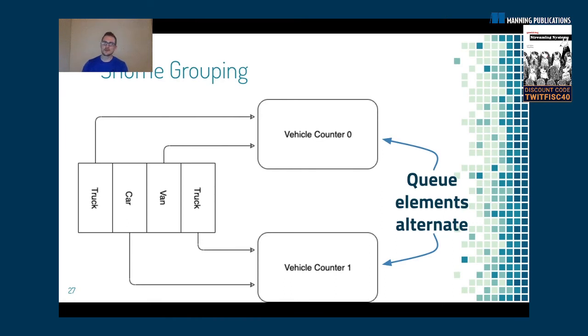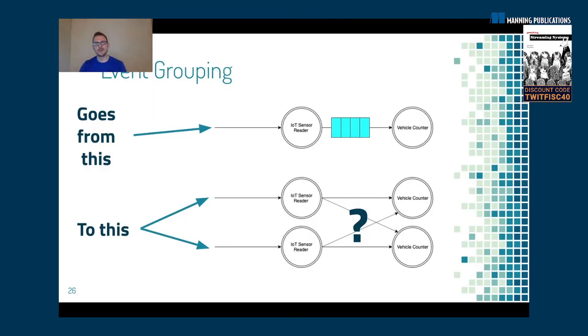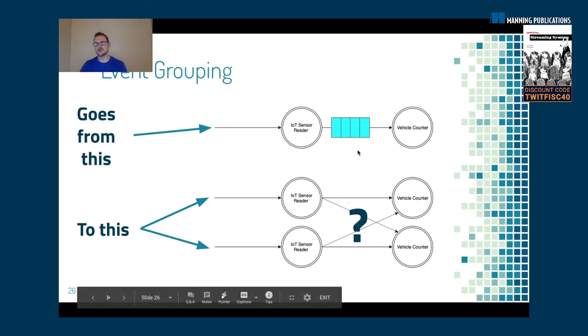So that's where groupings come in. There's several, but the two I'm going to cover, which I think are the most widely used, are shuffle grouping and fields grouping. Let's step into shuffle grouping. If you remember, if we step back, we had this blue queue here that was being pulled in by this vehicle counter here. And what we're doing is we're just scaling out to two vehicle counters, and we're going to need to figure out a way to get these elements to the correct vehicle counter component.